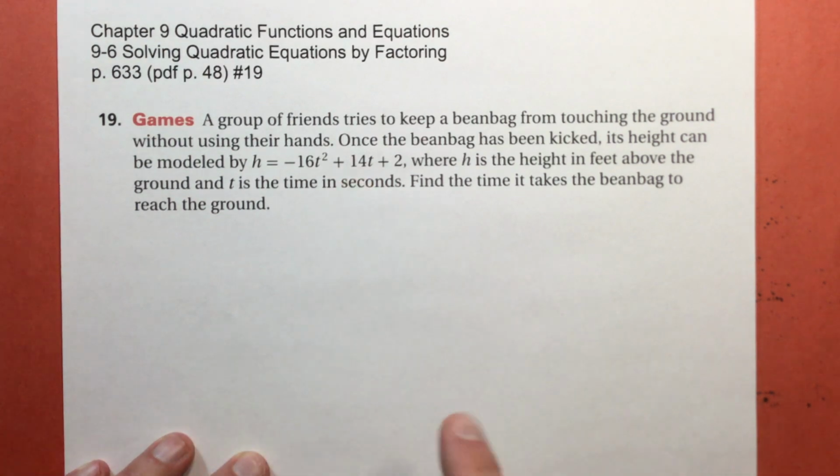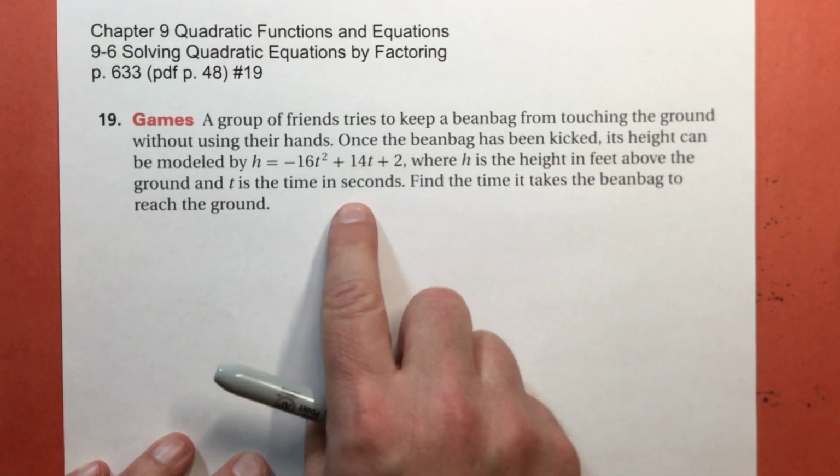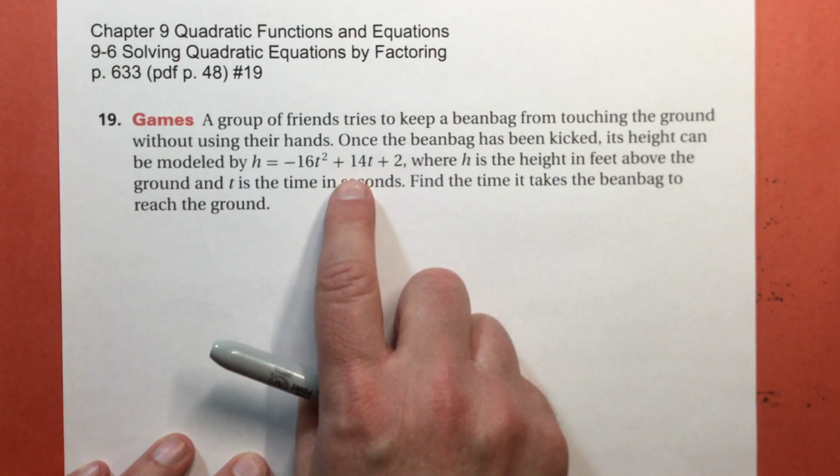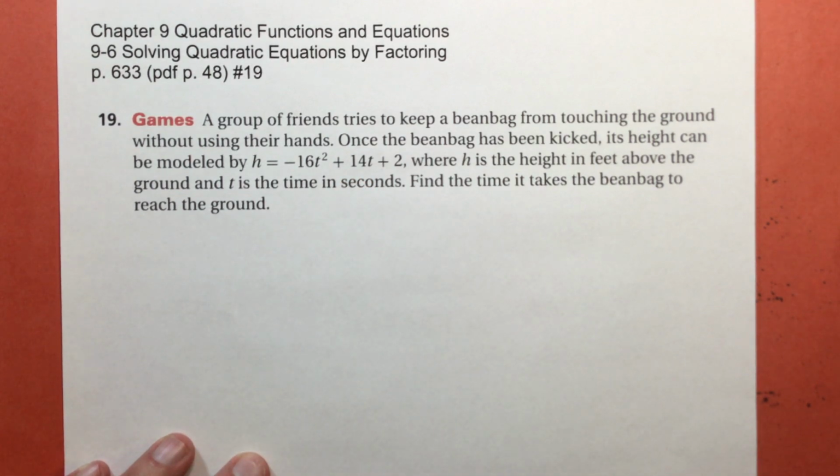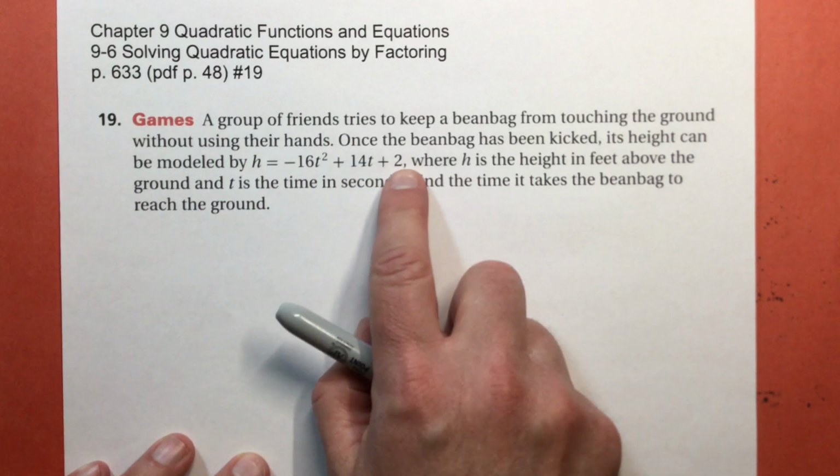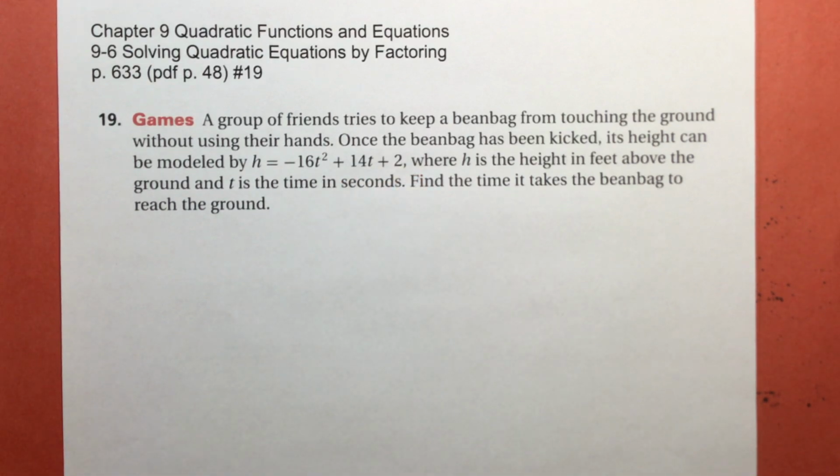We're talking feet and seconds, so the 14 means it was kicked upwards at a rate of 14 feet per second. And the 2 tells me that when it was kicked, it was exactly 2 feet off the ground. It's interesting they were able to get these incredible numbers from a game of hacky sack. I wonder if they were chosen that way just because it was easy. Anyway, let's go.